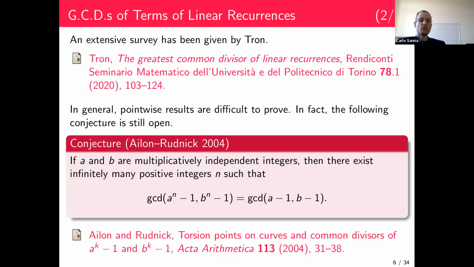What in general is difficult to do is to prove pointwise results. For example, we have this still open conjecture of Ailon-Rudnick, which says that if A and B are multiplicatively independent integers, then there exist infinitely many positive integers n such that the GCD of A to the n minus 1 and B to the n minus 1 is equal to the GCD of A minus 1 and B minus 1. This is the minimum possible value of the GCD of the terms of the two linear recurrences.